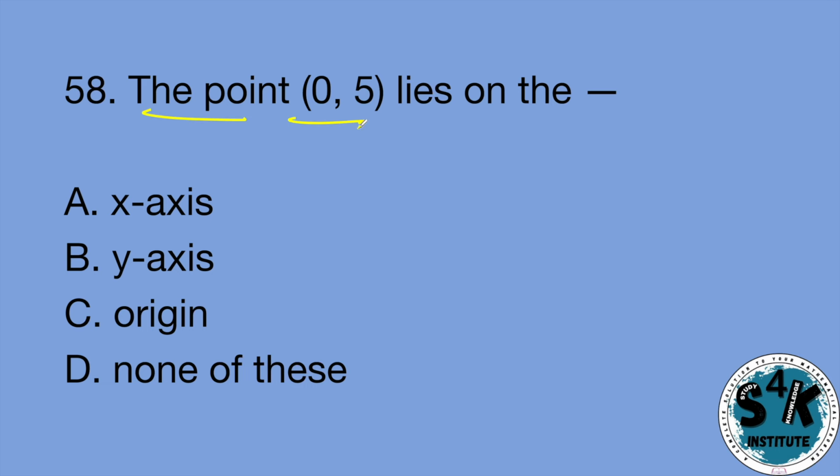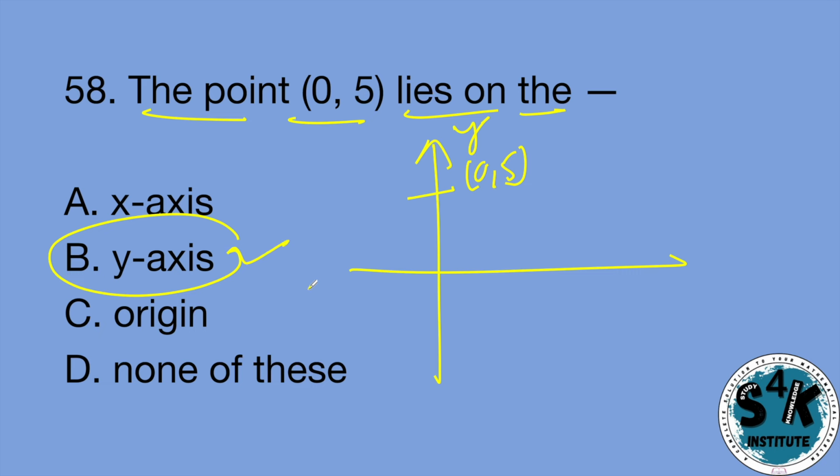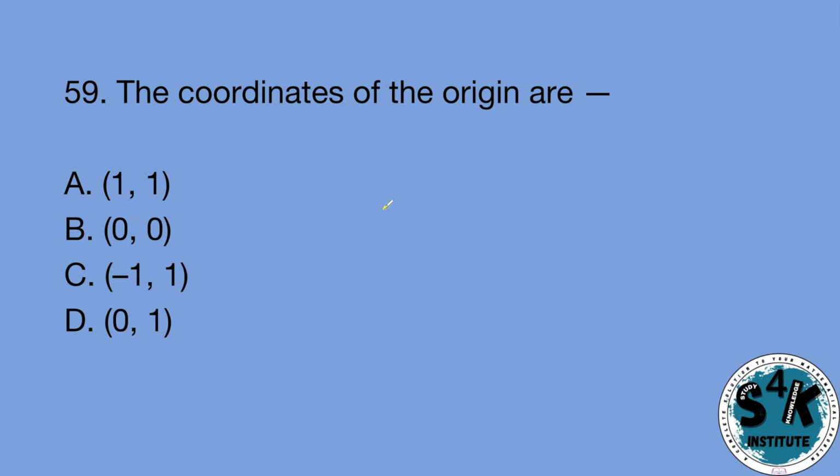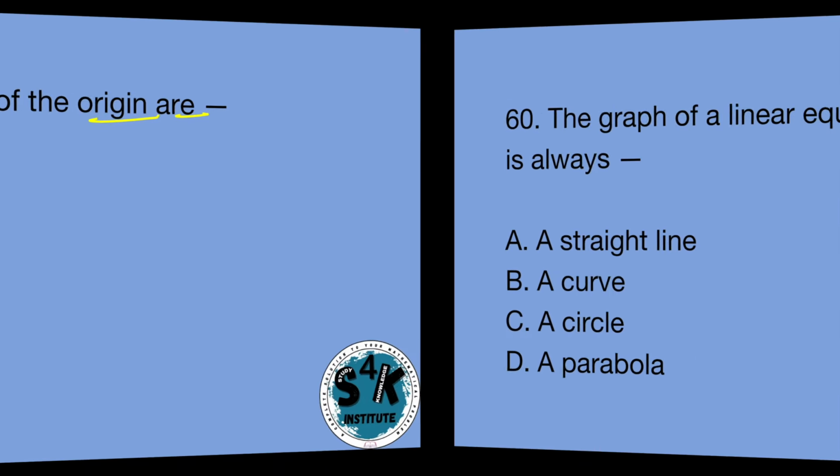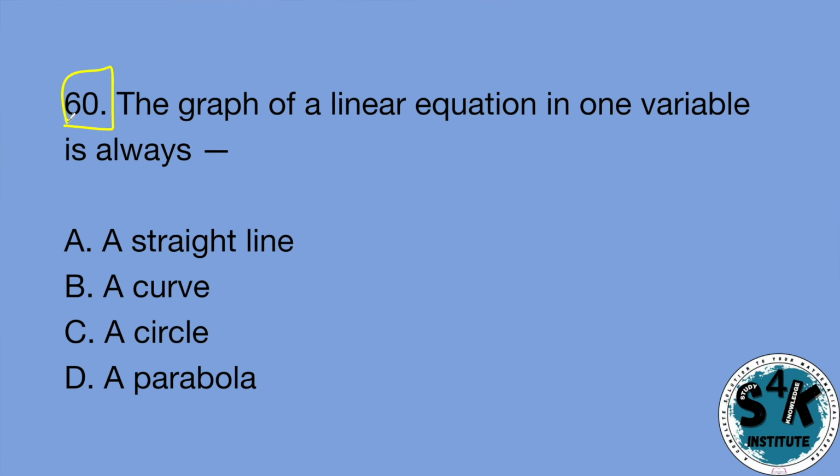The point (0, 5) lies on the, so x is 0. Now it will be (0, 5), which is on the y-axis. Okay, so go through the coordinate concepts, since you have already learned coordinate geometry in class 9, so it will be easier for you, I guess. The coordinates of the origin are, how we define the origin as (0, 0), because the origin is the reference point we have. Question number 60. The graph of a linear equation in one variable is always a line. Linear equation means power 1 and in one variable, so it is always a straight line.